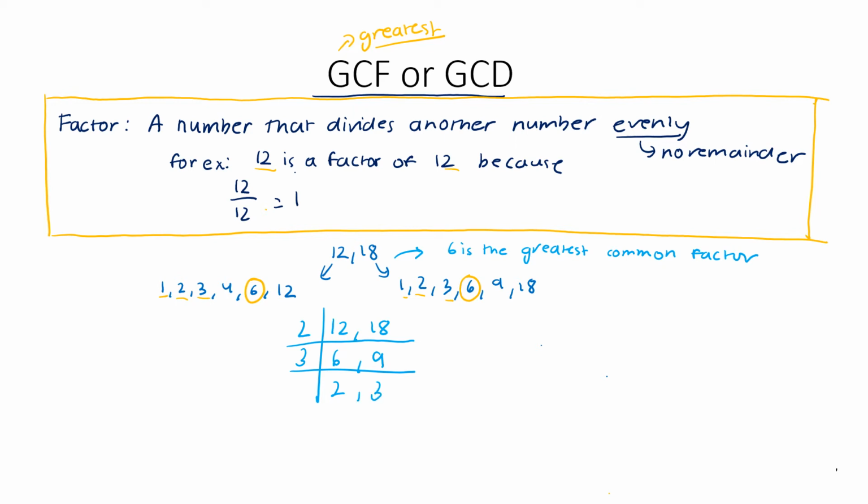Now I can't further divide anything, otherwise I have to separate. There's no common factor between 2 and 3 besides 1. And so the greatest common factor will be the multiplication of the numbers on the side, which is 2 times 3, which is 6, as shown here. Now let's try another example.